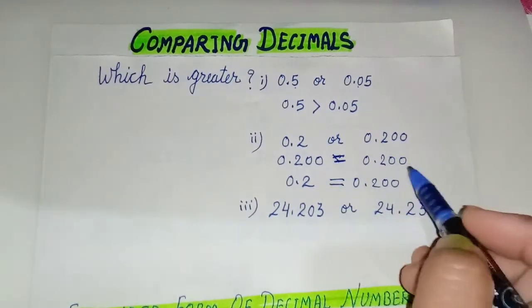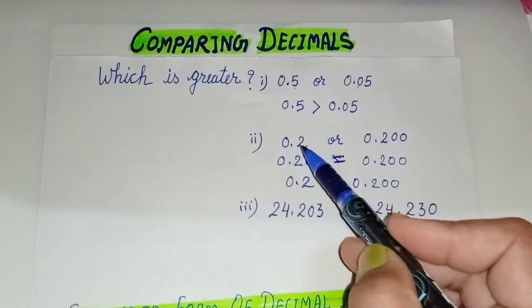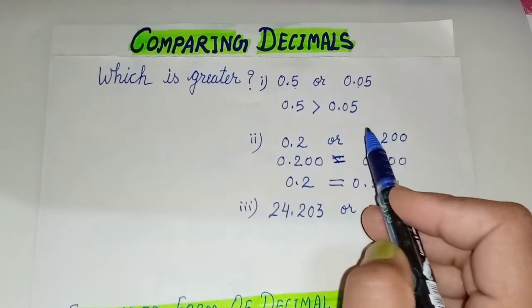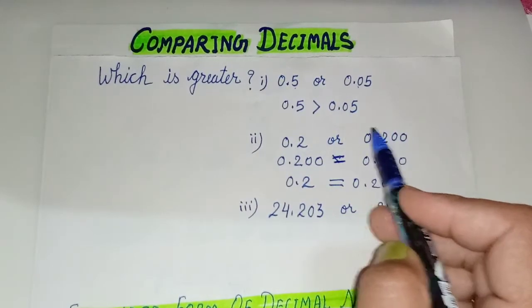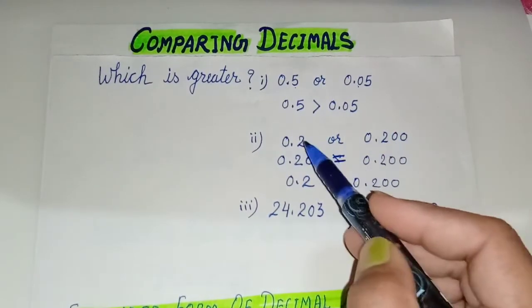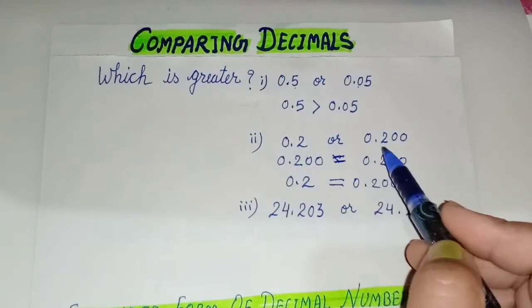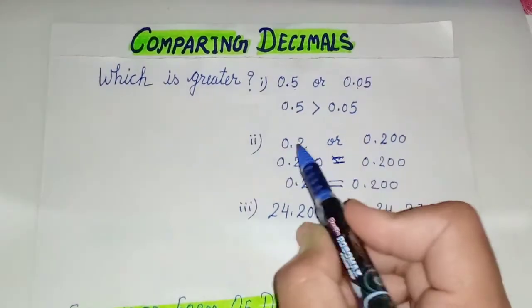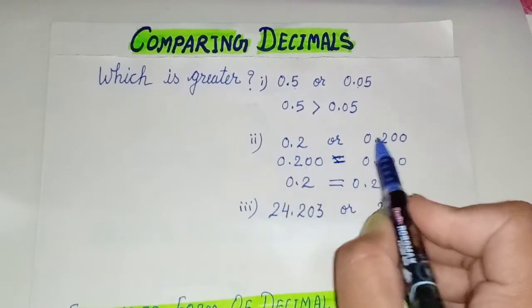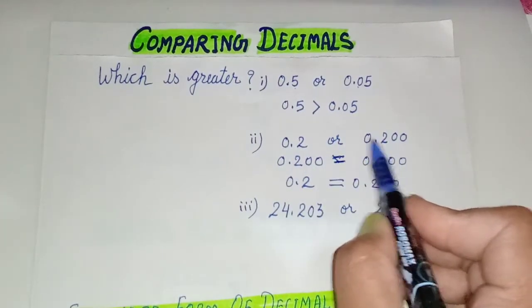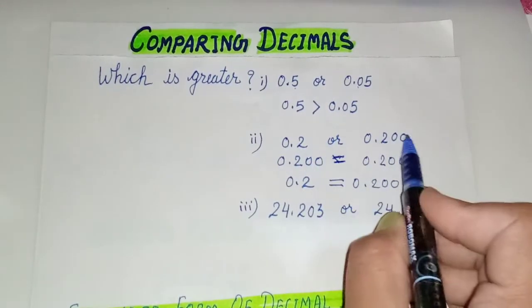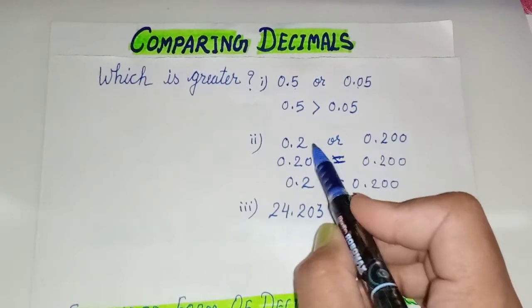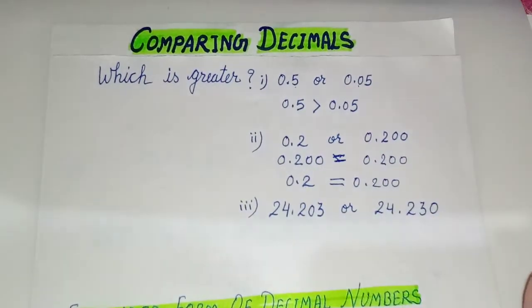So you just have to compare. You don't have to look only at the digits after the decimal and say 200 is the greater one. The numbers after the decimal you have to see according to their position. After the decimal, first place 2, and after the decimal, first place 2, equal. Here nothing is there, and here it is 0, and 0 means nothing, so they are equal in this case.